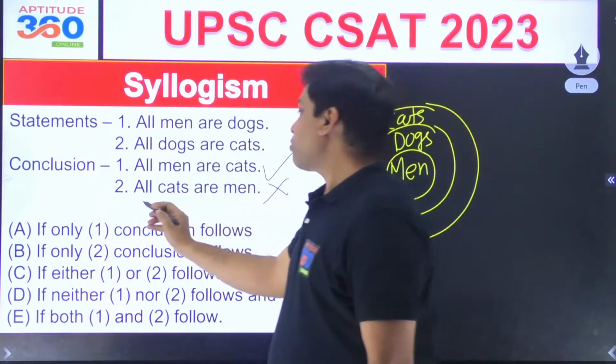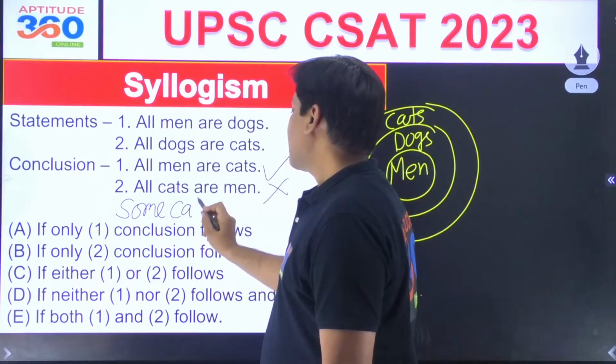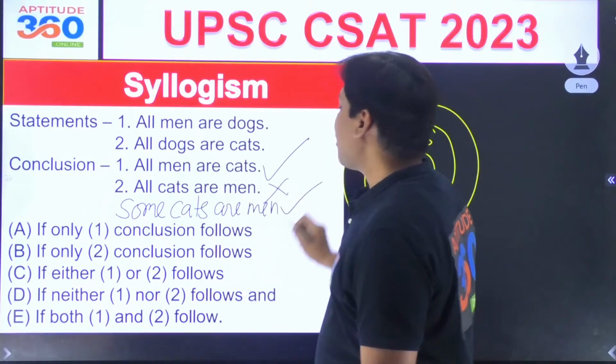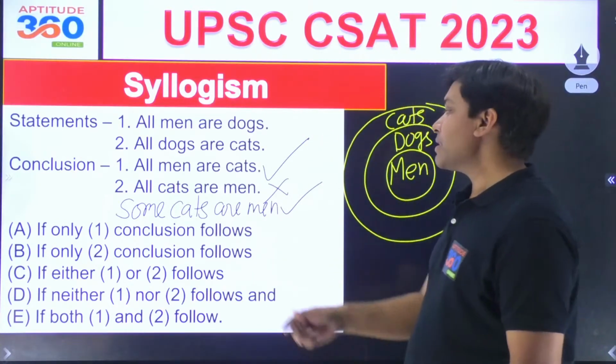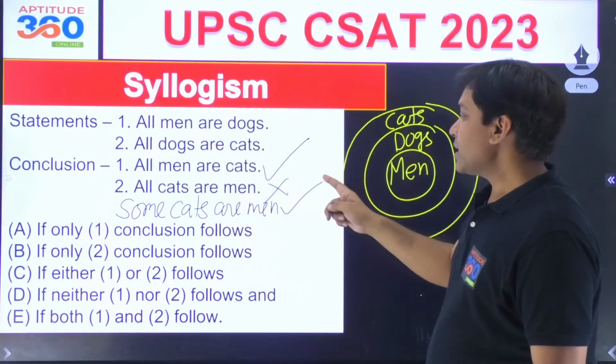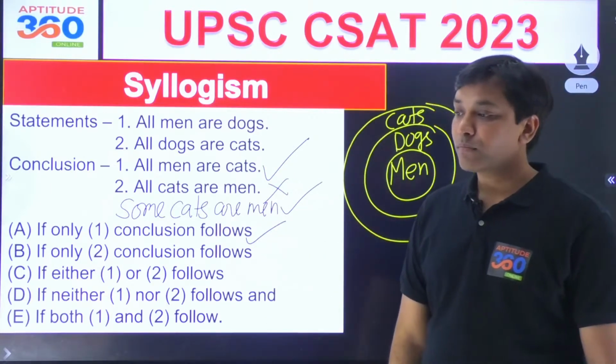Had it been this conclusion, some cats are men, this would have been correct. Do you understand this? But since it says that all cats are men, no, this is not true. So what is this? Only statement number 1 holds true, and hence the answer is going to be A. Is that okay?